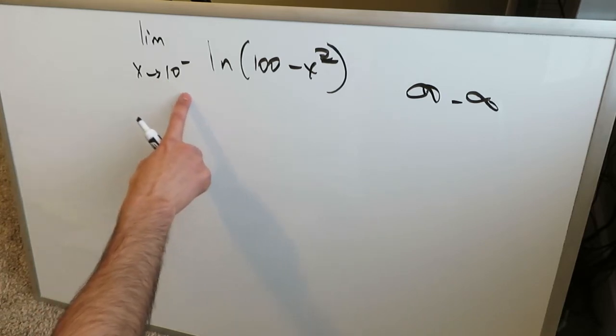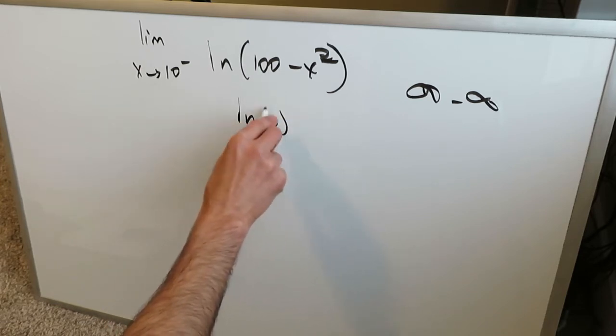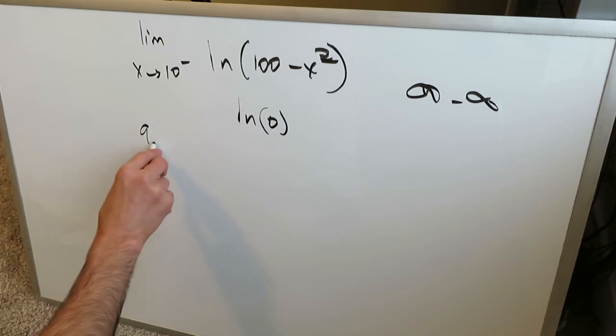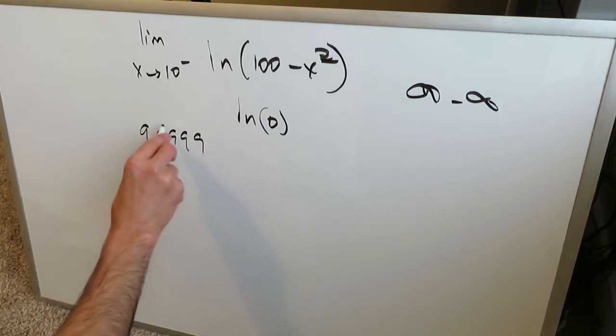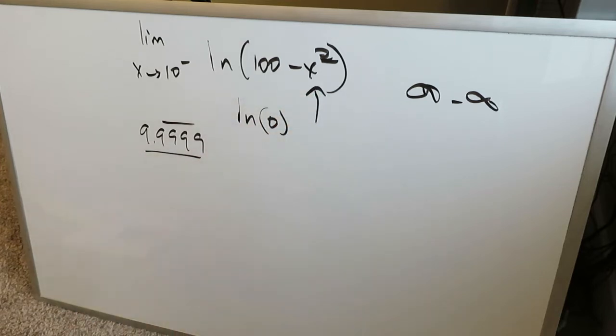Just think about plugging this 10 right in here. You'll get 100 minus 100. You'll get a natural log of 0, which is undefined. So therefore, think of a value smaller than 10, but something very close to 10, like a bunch of 9s repeating. And plug this value into this right here and see what happens.